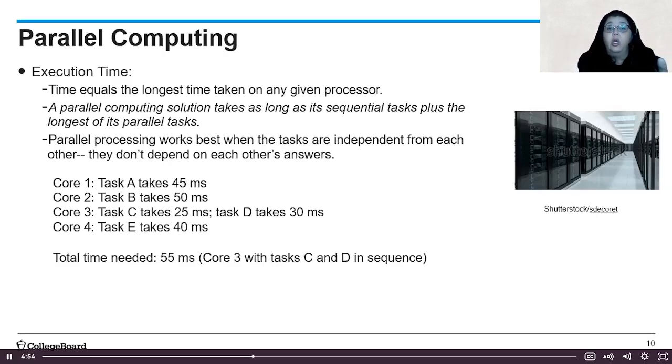So that's where your longest time is going to be to complete all the tasks. Core A is done in 45 seconds, B 50, E 40, and they're saying, hey, what's up, C? C's here, I got 55, but I'm done, versus doing them all one at a time.